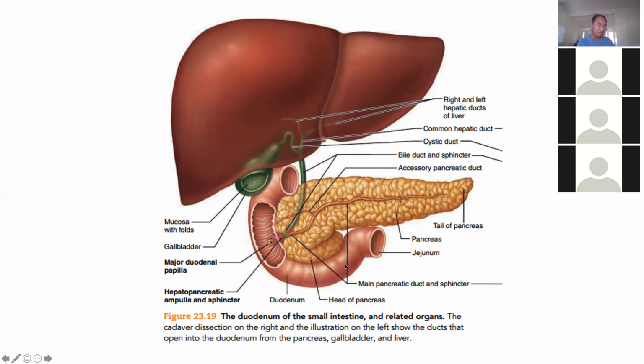Inside the C shape of the duodenum, we have the head of the pancreas here. And the pancreas has got head portion, body portion, and tail portion. The tail portion of the pancreas will be going into the spleen, which is somewhere around here. So we need to know a little bit about the duodenum, pancreas, and liver.